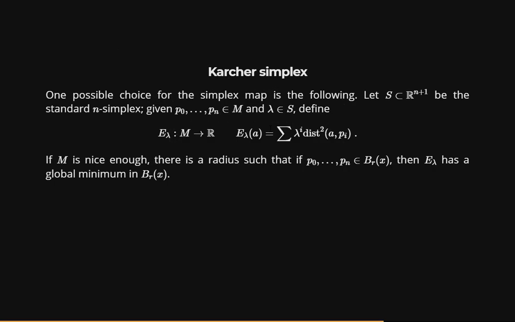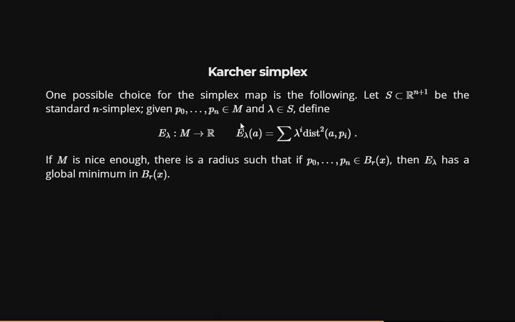Under these kinds of conditions, we can cover M in balls with fixed radius, and on each ball, E lambda has a global minimum if all the points we use, all the P0, ..., Pn, the vertices we use, are inside the ball.